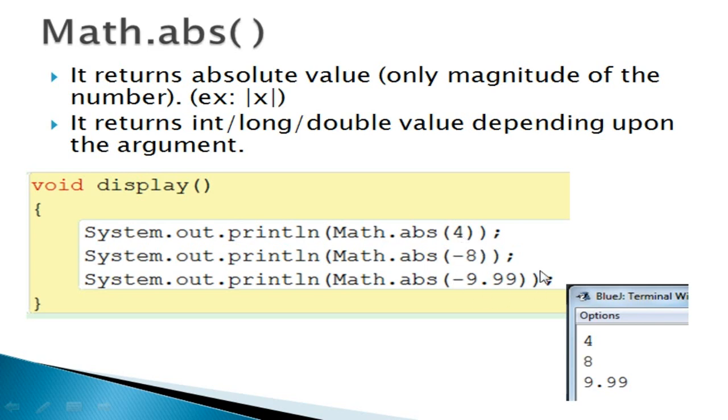Here I have given some examples. The first one is 4, so you are getting the same value 4 because it is positive. The second value is the negative number minus 8, which has been changed into 8. The next one is a double value. You can see the output as 9.99.